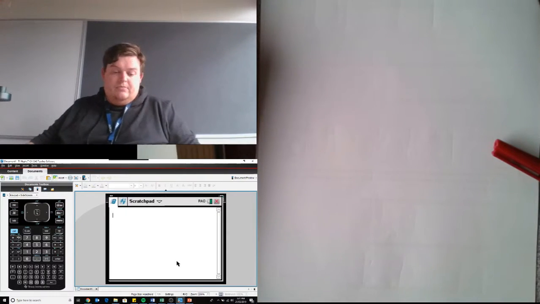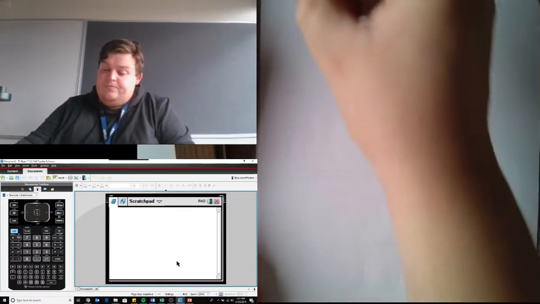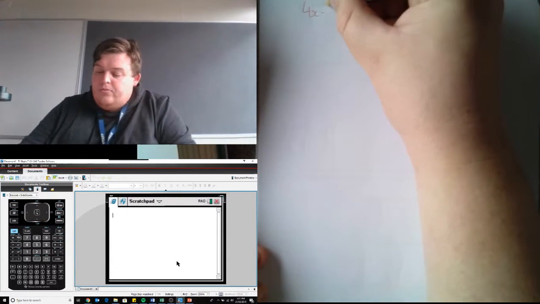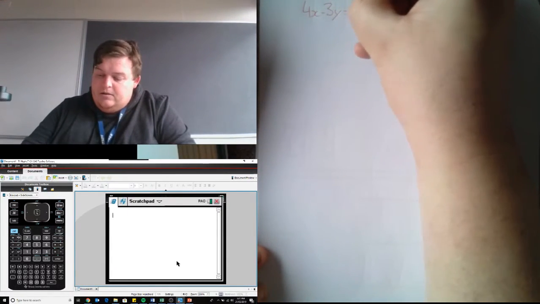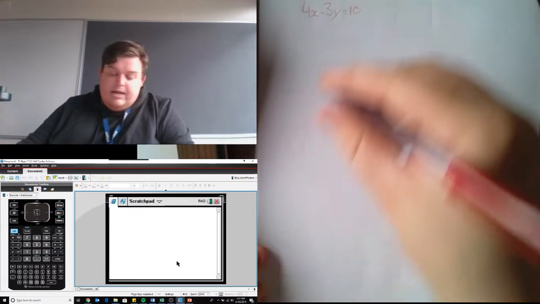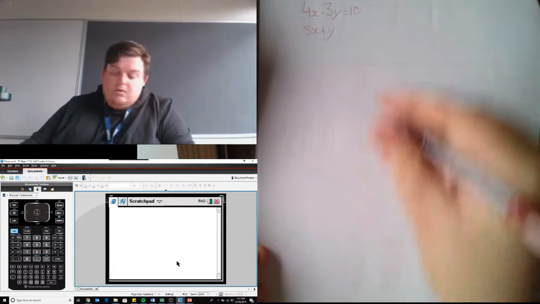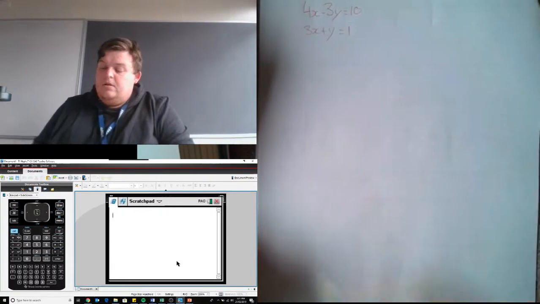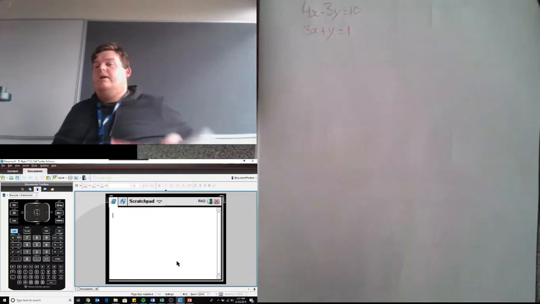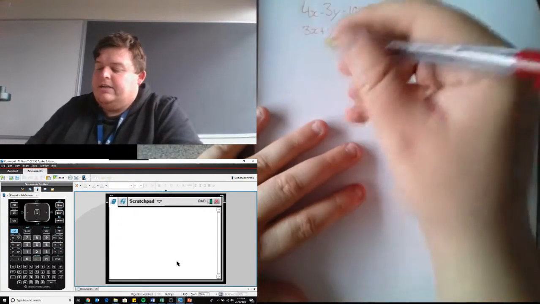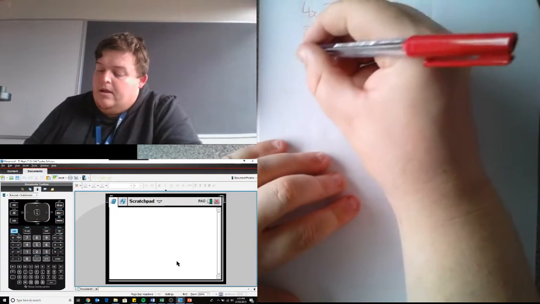Let's take a random example from here. Let's say we have 4x minus 3y equals 10 and 3x plus y equals 1. All right, so that's my equation. Now, the first thing I want to do is translate this into matrix form.